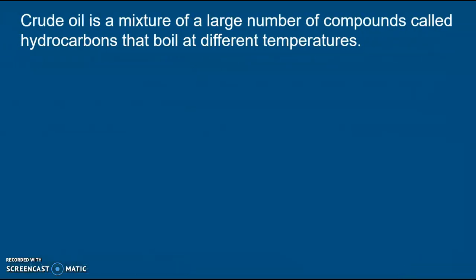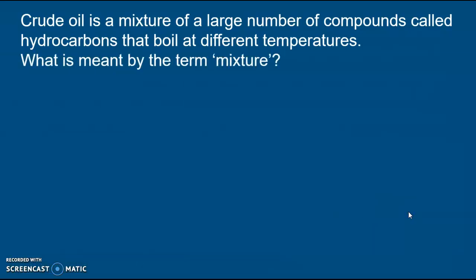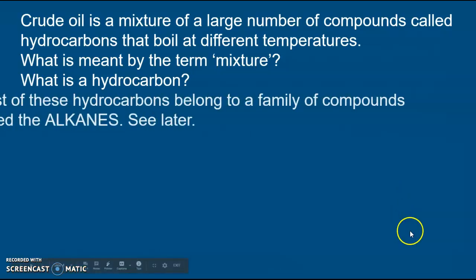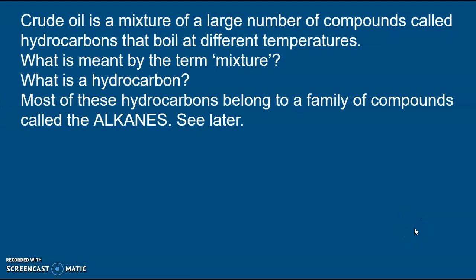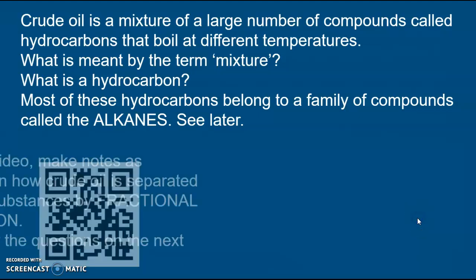Now, crude oil is actually itself a useful mixture. It contains a large number of compounds that all have different boiling points. And it's a mixture. That is, the compounds that make up crude oil are chemically uncombined. And they're called hydrocarbons because they are made up of carbon and hydrogen only. Now, most of these hydrocarbons belong to one particular family of organic compounds called alkanes, and we'll get back onto those in a little while.